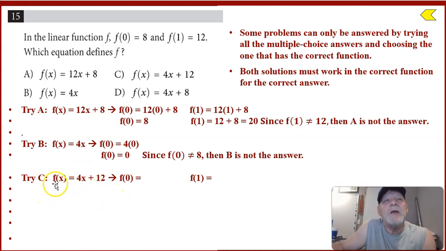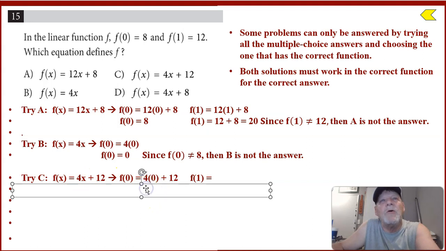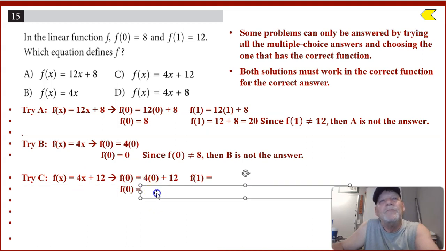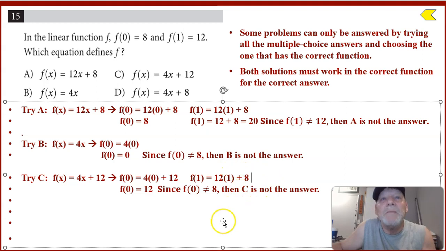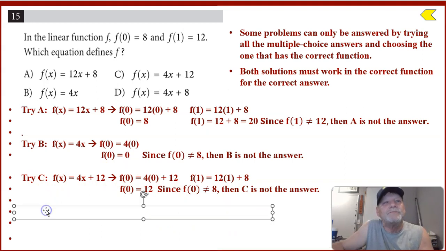So now we try C, where it says f of x equals 4x plus 12. So f of 0 in this case would be 4 times 0 plus 12. So that's 12. So it doesn't even matter what f of 1 is because f of 0 has got to be 8. You can check it if you want, but it really doesn't matter because it failed in one of them, which means that's not the answer.